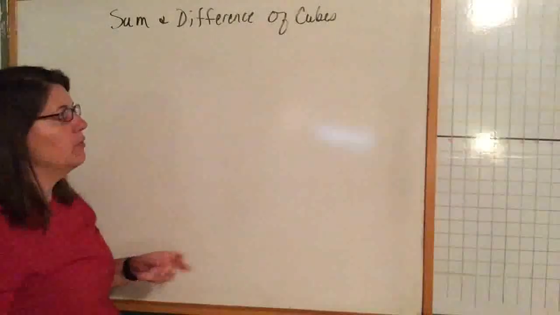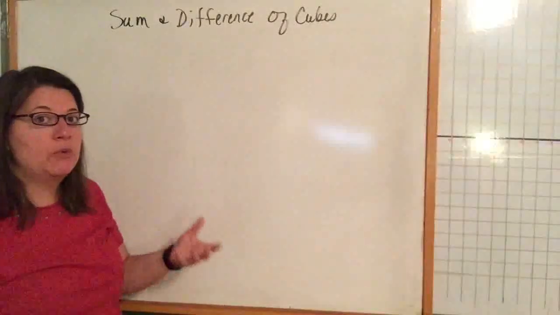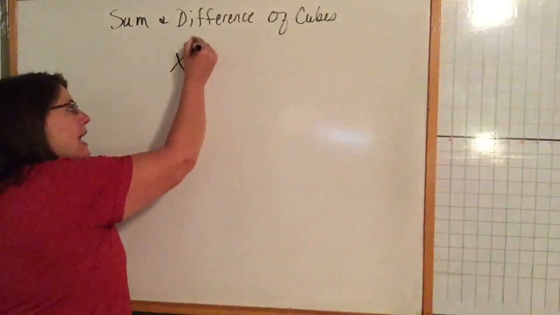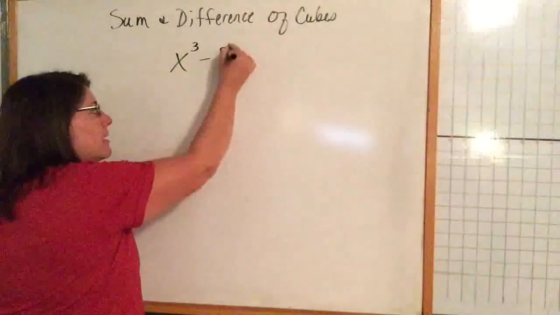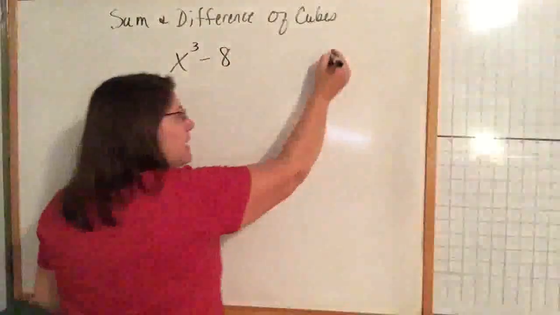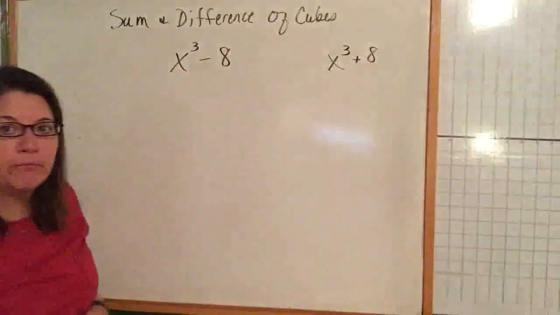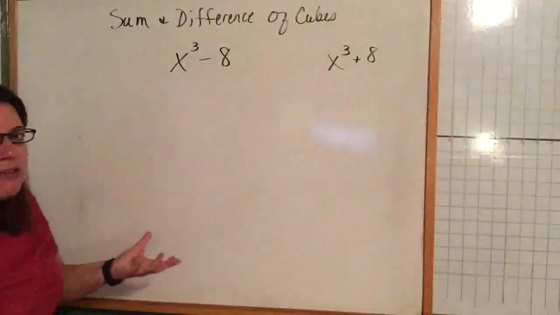So I'm going to show you a real simple example first, and then we'll get into some that are maybe a little bit more complicated. So if I have something like x cubed minus 8, we'll do x cubed minus 8, and we'll do x cubed plus 8 so that you can see that they both work. Okay? Now, how do I recognize difference of cubes?